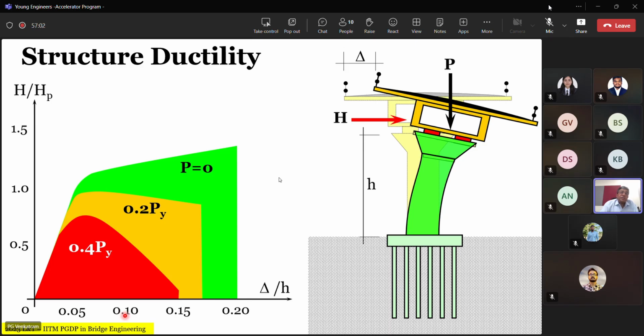We'll come back to this. This is also linked to another aspect related to the axial load in the column members, which is buckling. We'll come back to that phenomenon a little later. But this is from the ductility point of view. Ultimately, no phenomenon is in isolation.